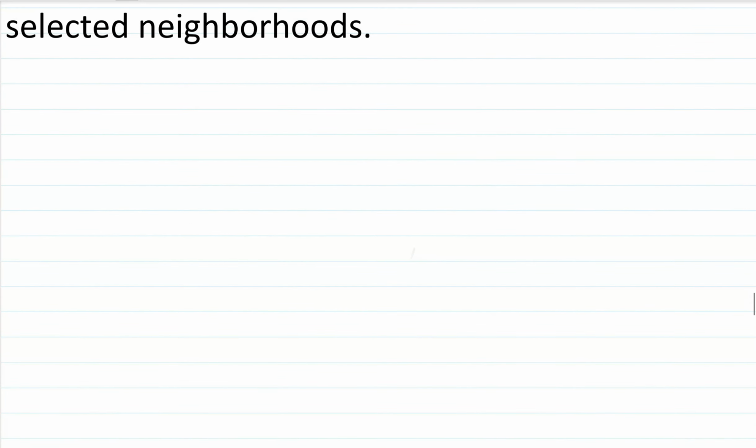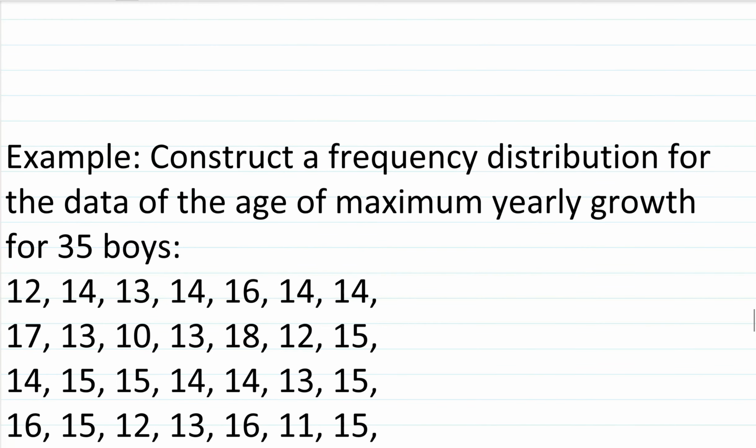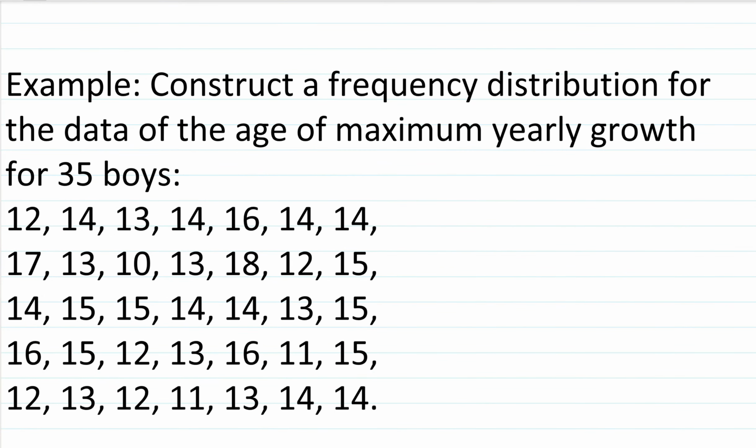All right, now let's take a look at our next example. Our next example says to construct a frequency distribution. So this is important in statistics, to start learning how to construct frequency distributions for the data of the age of maximum yearly growth for 35 boys. All right, so here is the raw data. It's just presented to us here from 12 all the way down here to 14. So it's just raw data given to us. So these are the data for the age of maximum yearly growth for 35 boys, and they're telling us to construct a frequency distribution.